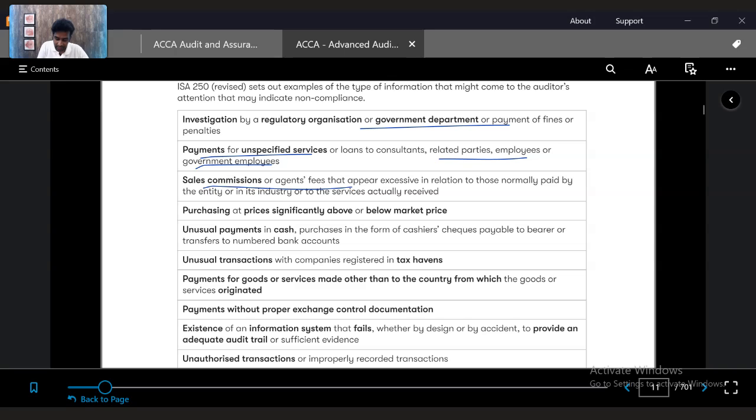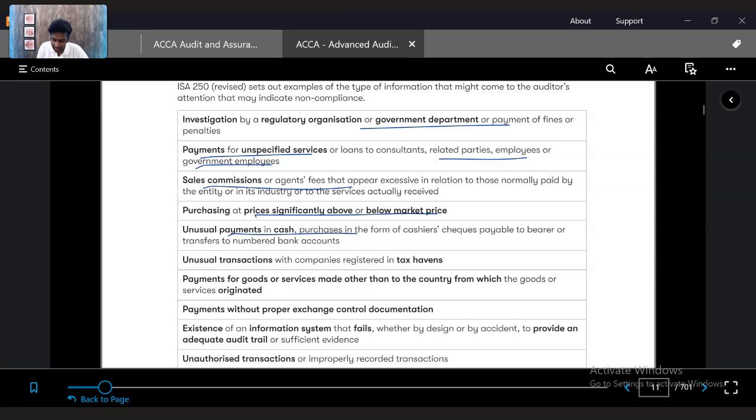Sales commissions: major companies actually put bribes as part of sales commissions to certain agents. So it's an agent, but technically it is a bribe. Purchasing at prices significantly above or below the market price, right? So that they can mask certain pricing factors, they would put a significantly higher price so that the bribe amount is also included there.